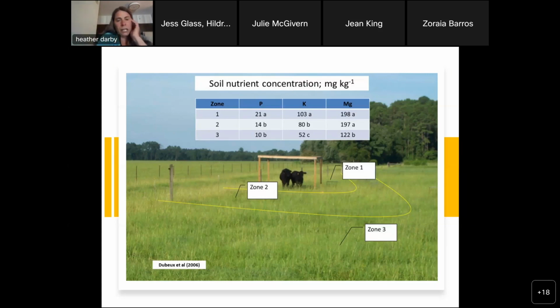And this was a study done in 2006 where they were looking at nutrient concentrations in the soils at different distances from shade. And you can see clearly the further you got from the shade, the less nutrients that were being deposited.